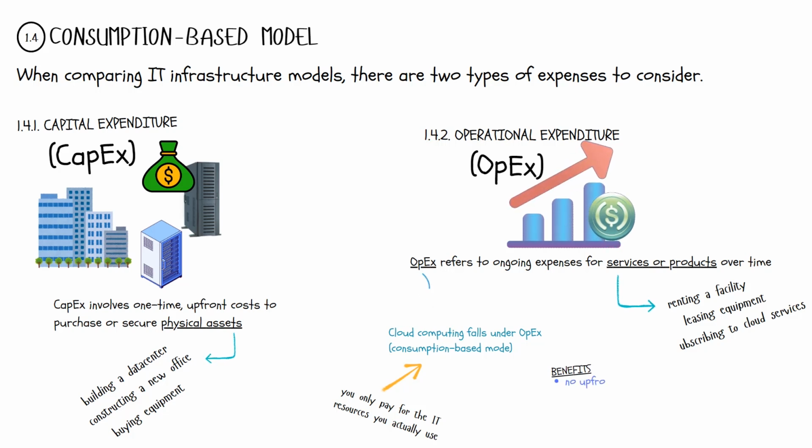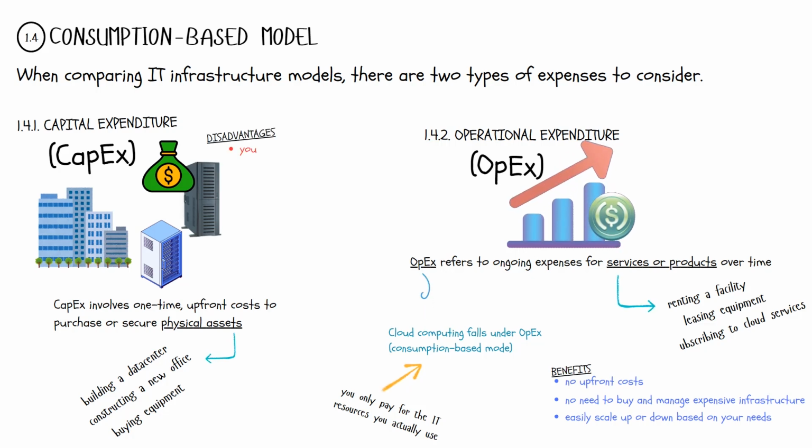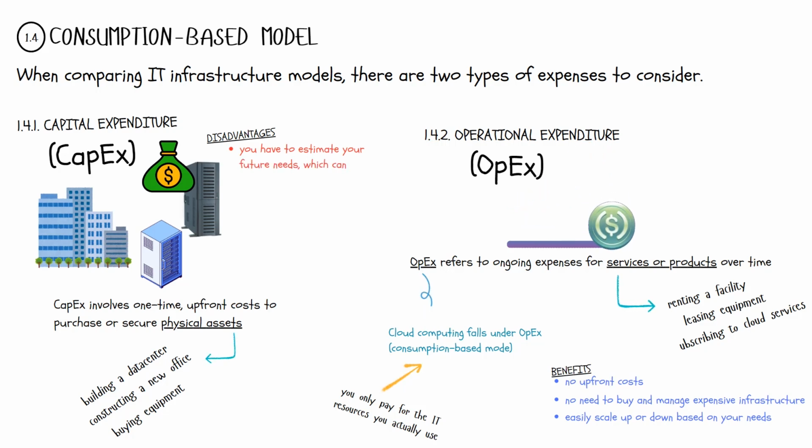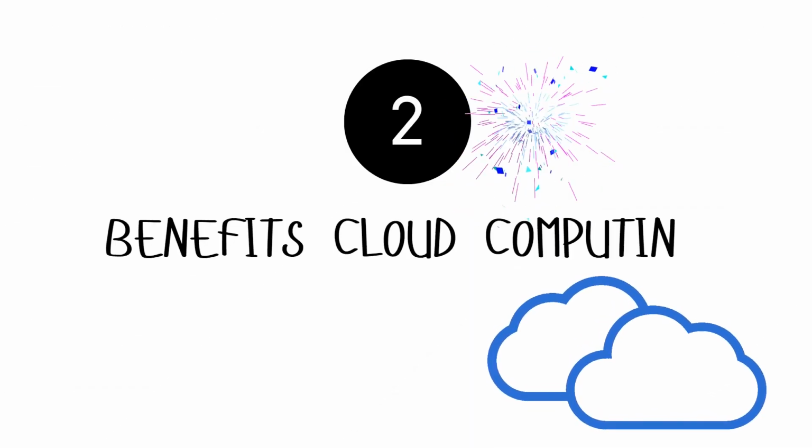This model offers several benefits. There are no upfront costs, no need to buy and manage expensive infrastructure, and you can easily scale up or down based on your needs. With a traditional data center, you have to estimate your future needs, which can lead to either wasted resources or a shortage that affects performance. Expanding a data center is time-consuming and costly. In a cloud-based model, you don't have to worry about these issues. You can quickly add or remove virtual machines as needed and only pay for what you use, without worrying about maintaining extra capacity. Let's join Module 2 to discuss the benefits of cloud computing.